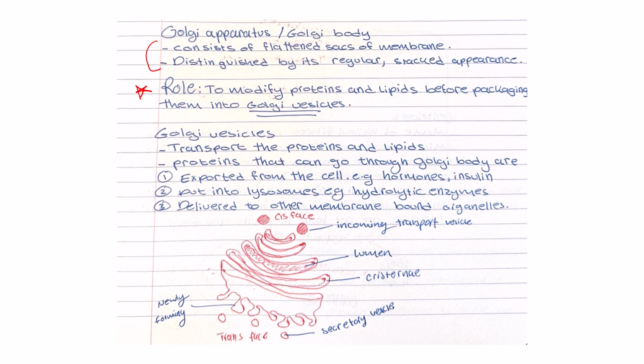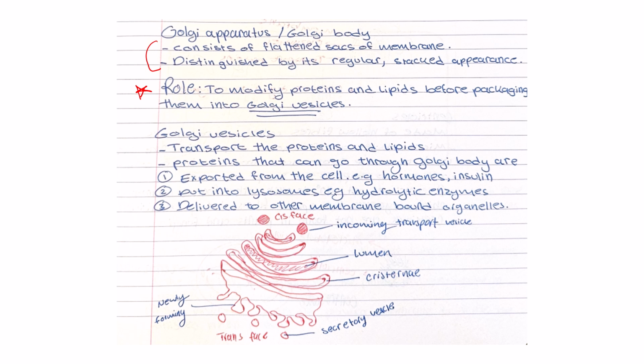Now, Golgi vesicles, number one, they transport the proteins and lipids that go through the Golgi body, okay? Number one, they're exported from the cell. So things like hormones such as insulin, okay? And number two, they're put into lysosomes, such as hydrolytic enzymes.